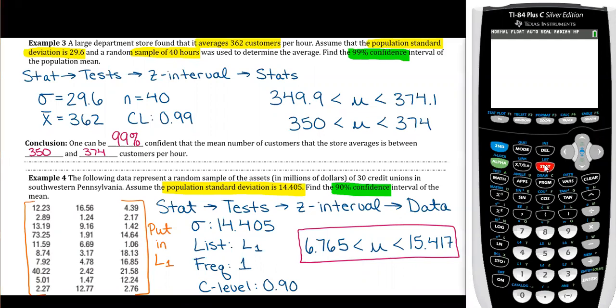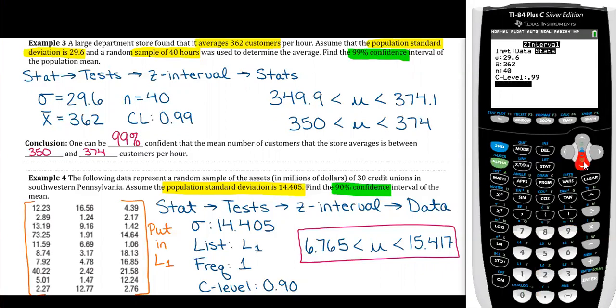So you would go to Stat, go over to Tests, and then we want Z interval. So you can just click the number 7 or go down and get it. Okay, and then we want stats, since we don't have a list of the raw data. So I'm gonna go over to stats and then click enter, and it's gonna generate the new list of inputs that it needs. Okay, so sigma is 29.6, X bar is 362, N is 40, and the confidence level is 0.99.